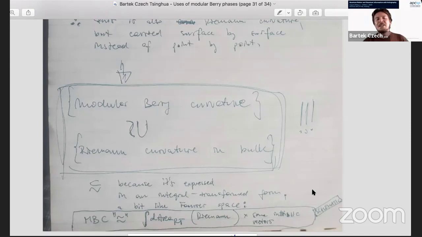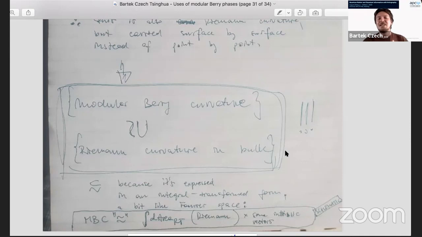And since we are used to changing bases in physics and going, for example, from position space to momentum space, integral transforms are nothing formidable. So I think that on a moral level, we're allowed to say that modular Berry curvature is a set which includes Riemann curvatures in the bulk as its subset. Okay, it's not only that, because as we have seen, strong subadditivity of entanglement entropy is also part of modular Berry curvatures, but it also includes that. It only doesn't include it in ready-made form, point by point.